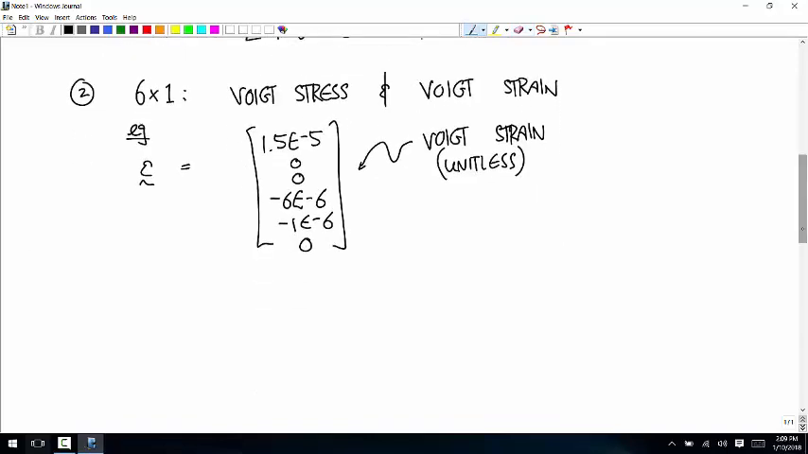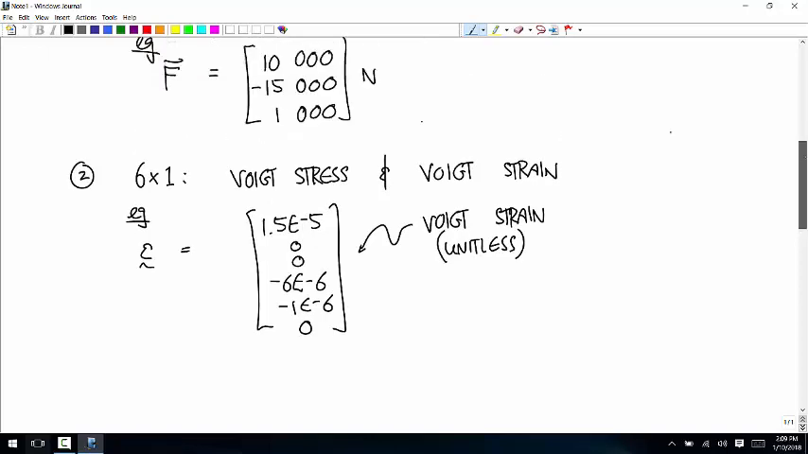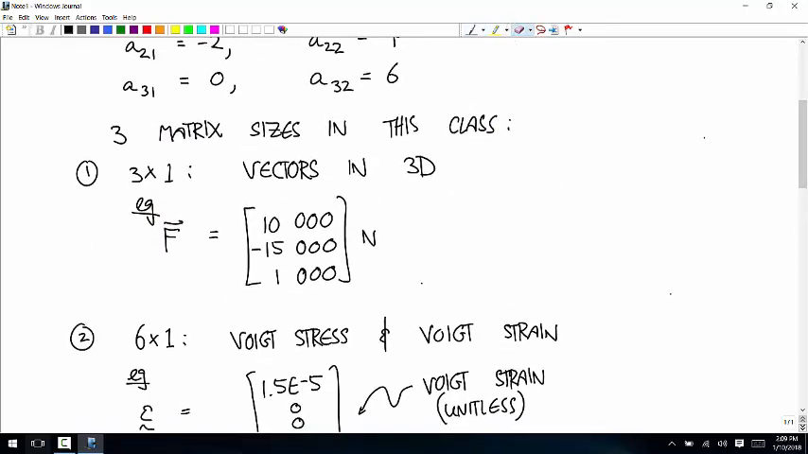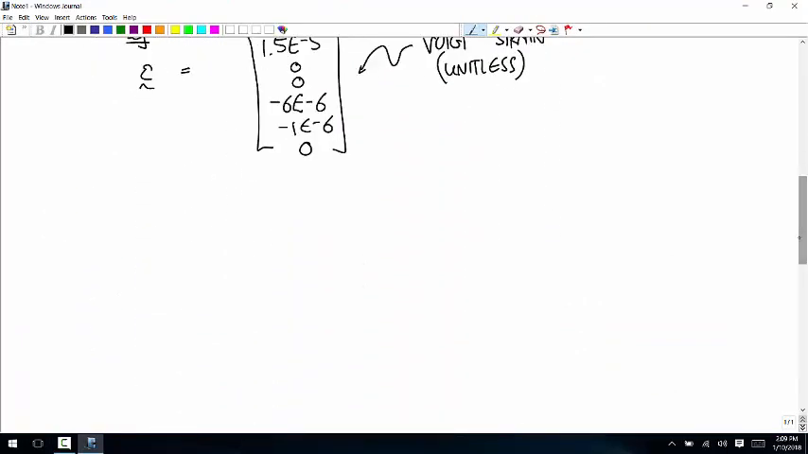How many did I say? 4. There are 4 types of matrices. Sorry about that. The third type is a 3 by 3 matrix, and this is the format that we'll use for the stress tensor, and also for rotation matrices.